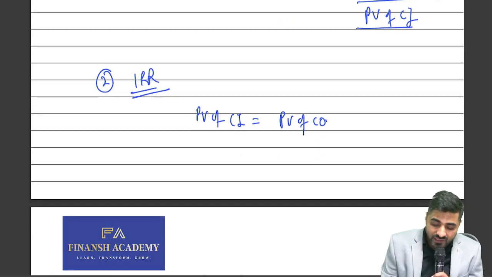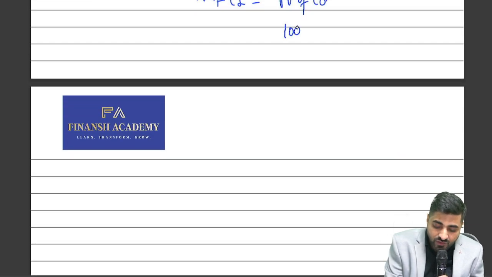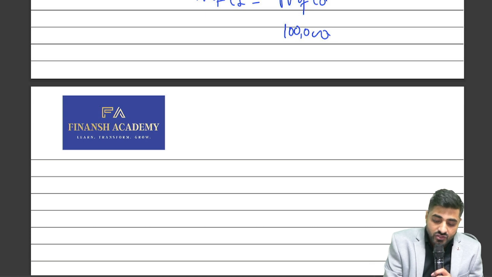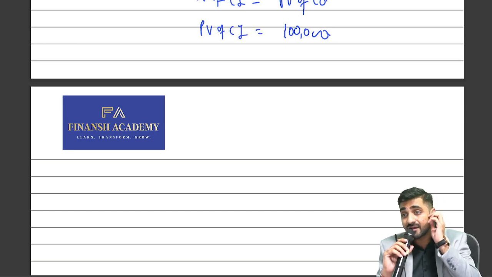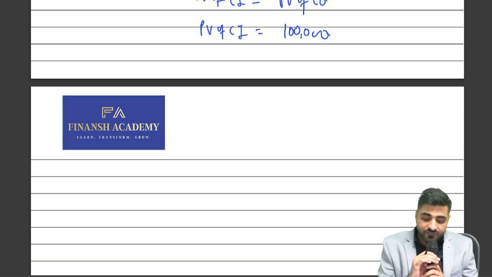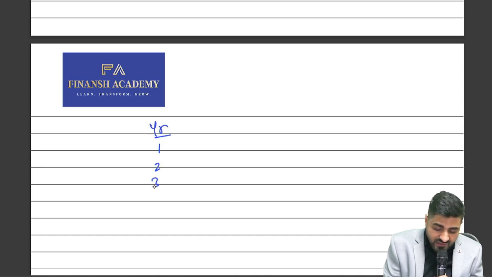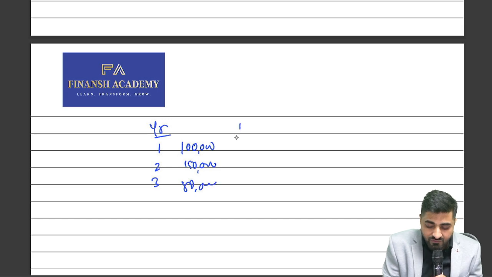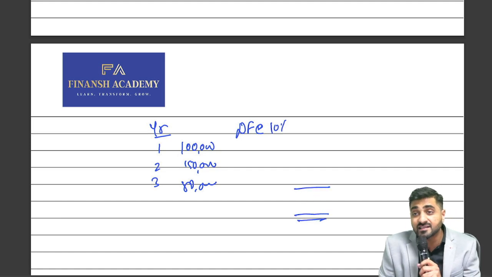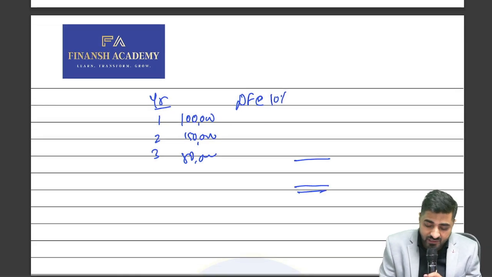We will take one discounting factor. Suppose my PV of CO is 1 lakh. Then at IRR, your PV of CI should also be coming as 1 lakh. So first we will discount the cash inflows. Let's say there are 3 years of cash inflows of 1 lakh, 1 lakh 50, and 80,000. We will discount it at, let's say, 10% rate. And then we realize that the PV of CI which is coming is, let's say, 1,30,000.